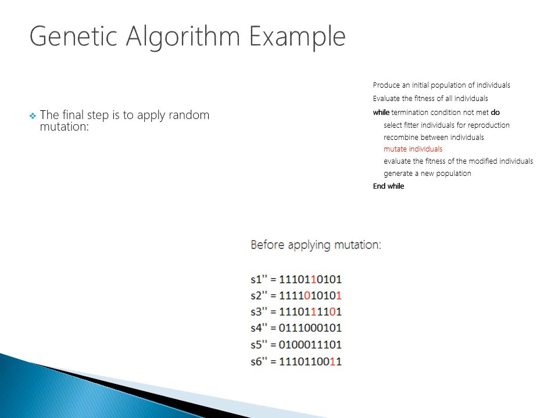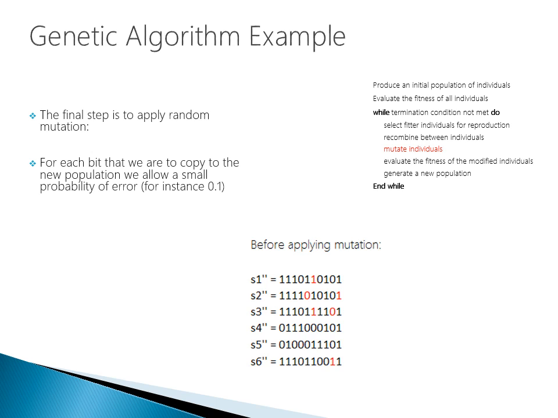The final step is to apply random mutation, as we had talked about before. For each bit that we are to copy to the new population, we allow for a small probability of error. So this mutation change, in this case, we specified our mutation rate to be 0.1. Remember, as we said before, this causes movement in the search space. It's not necessarily moving towards the best solution in this case. It's a random fluctuation, and it can be applied either locally or at the global level.